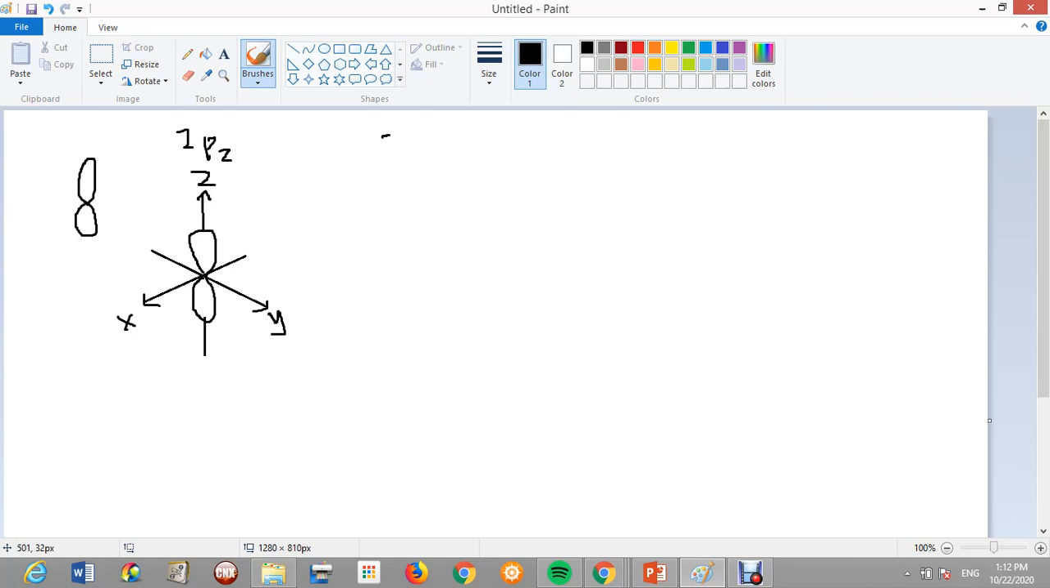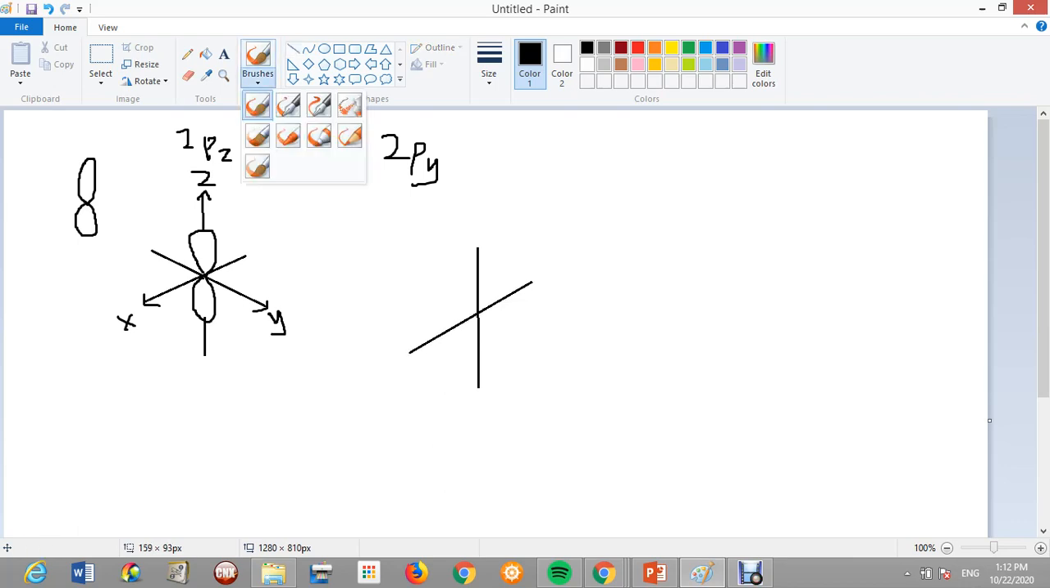And then 2py. 2py means that your orbital, your dumbbell, is on the y-axis. So what I can do first is I draw the z-axis and also my x-axis. So my dumbbell is on the y-axis. You draw a dumbbell and then you add your y-axis.